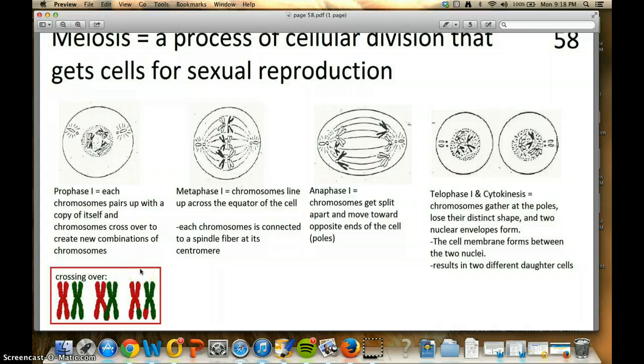Okay, now the difference between meiosis and mitosis starts. There is one major difference between them at prophase. All these other phases are the same. It happens here in this first one. The first thing that's going to happen is something called crossing over. It's where your chromosomes cross over.